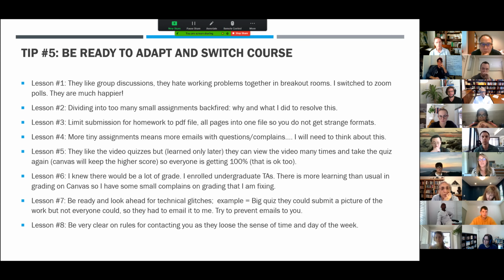So now, instead of having them work problems in groups, I give them a problem, and they answer in a Zoom poll. And I don't grade the Zoom polls, so they can even give me the wrong answer, and I know where they don't understand. And they're much happier. I just asked last time if this was better. They all resoundingly say yes.